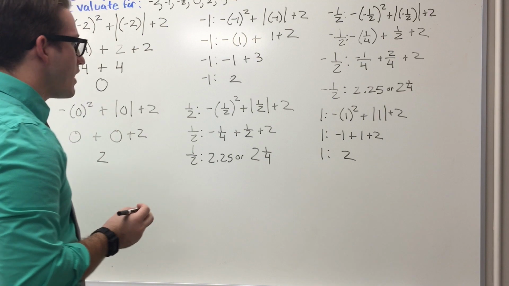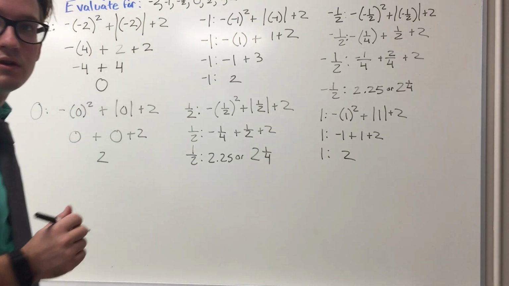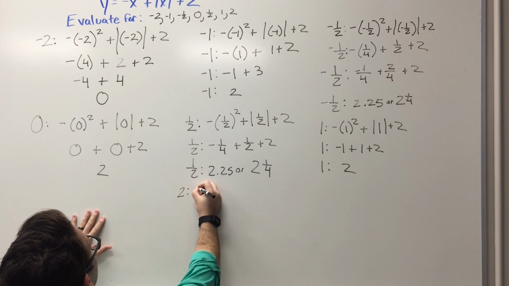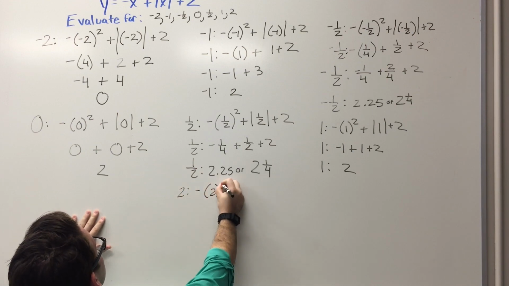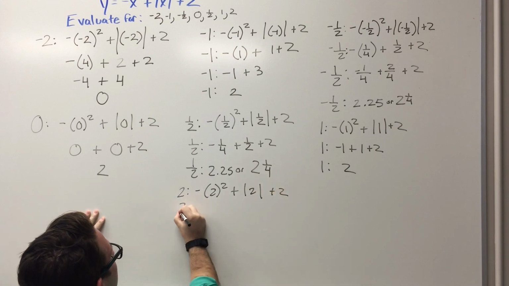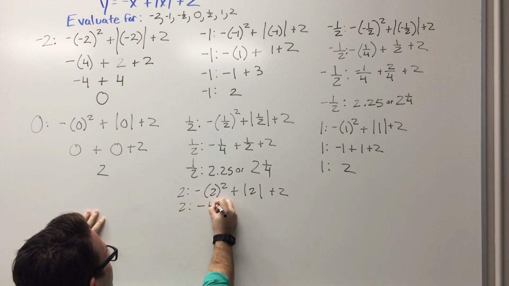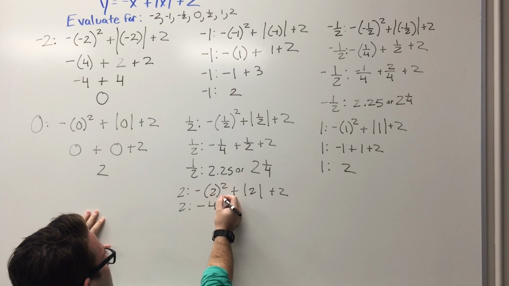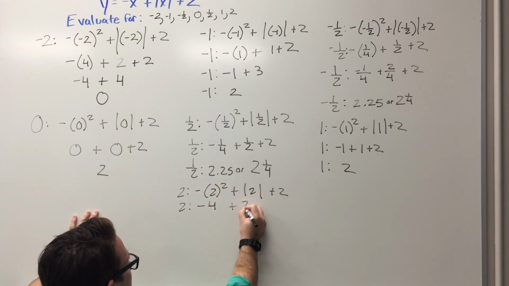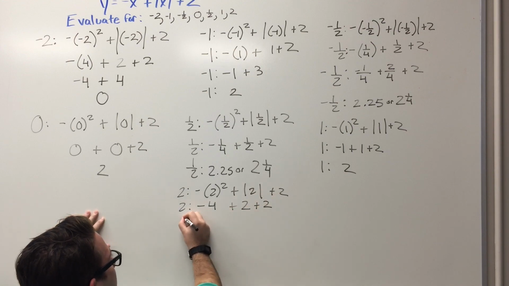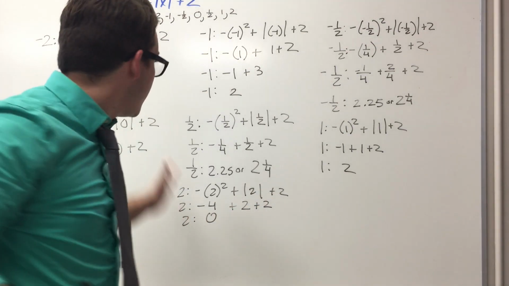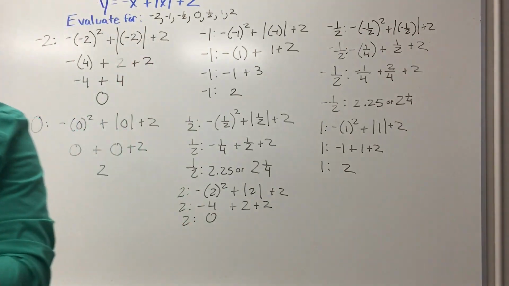All right, so we got one more value to do. We're gonna plug in 2. So it becomes negative 2 squared plus absolute value of 2 plus 2. This becomes negative 4 because 2 squared is positive 4, but this negative sign makes it negative. Absolute value of any number is positive. Combine like terms, you get 0. So now we're ready to take these values and fill in our table.